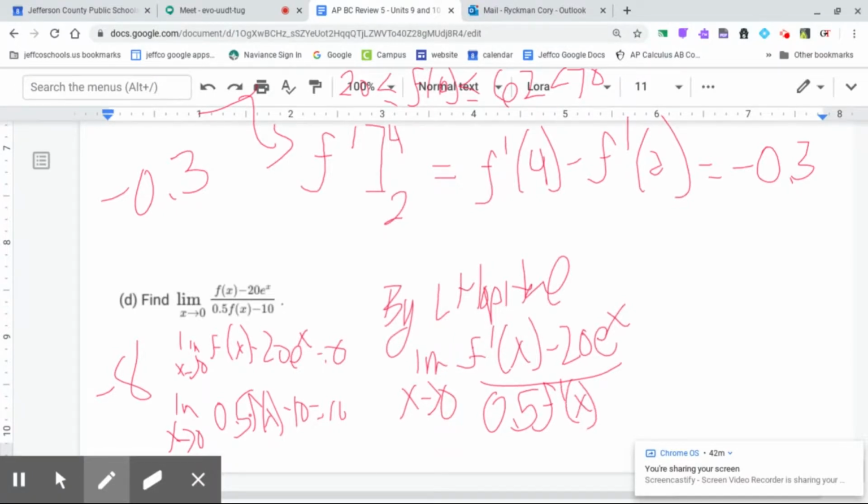Alrighty, eventually. Now f prime at 0, according to the table, is 4. 20e to the 0 is 20. And 0 half of 4. So I get negative 16 over 2, and that is negative 8. All right, so that's it.